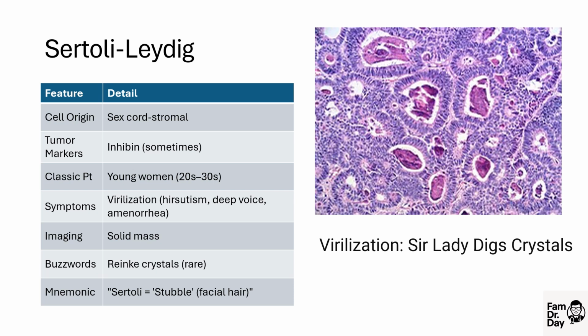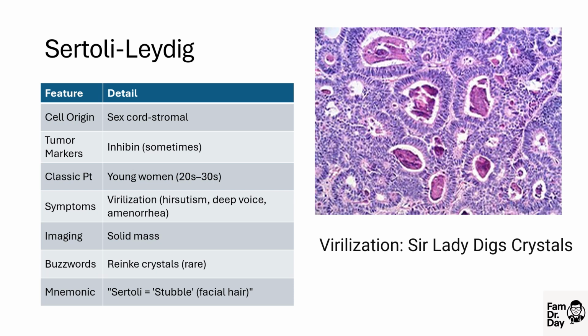Sertoli-Leydig is next, which also come from sex cord-stromal cells. Sometimes they have elevated inhibin and is usually found in young women. The key symptoms include virilization, like hirsutism, deep voice, and amenorrhea. Imaging shows a solid mass, and the buzzword to know is Reinke crystals.